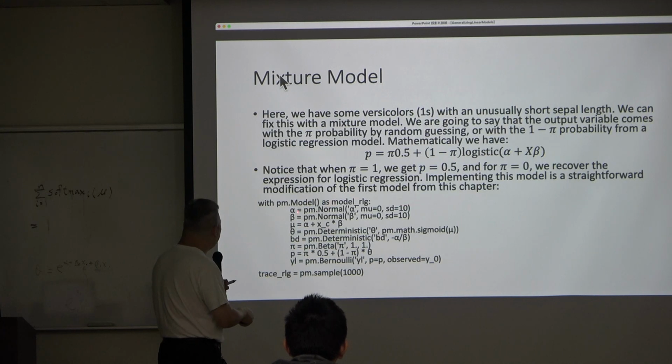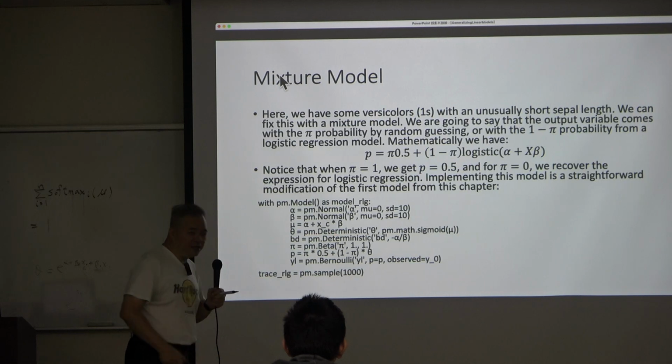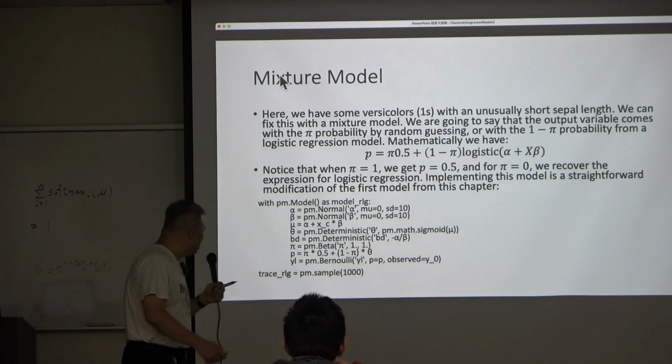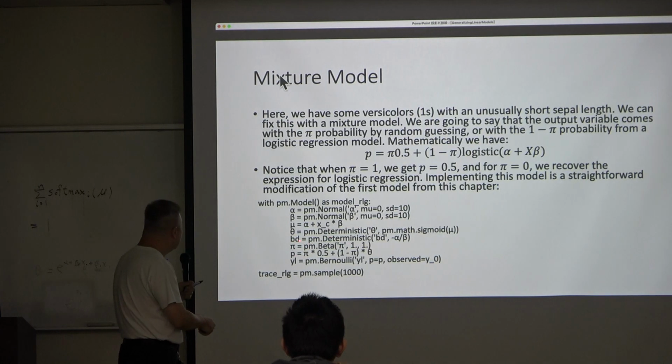Implementing this model is straightforward. You have alpha and beta, they are non-committal Gaussian, and mu is alpha plus xc times beta. That's the sepal length, times beta, and theta is going to be the sigmoid of mu. This part is exactly the same as logistic regression. And then the boundary is just like the previous example. It's going to be negative alpha divided by beta. All these parts will be identical to the one we discussed previously.